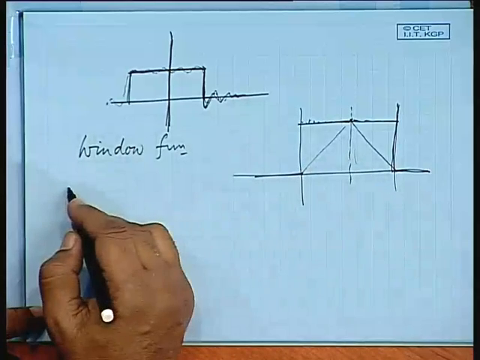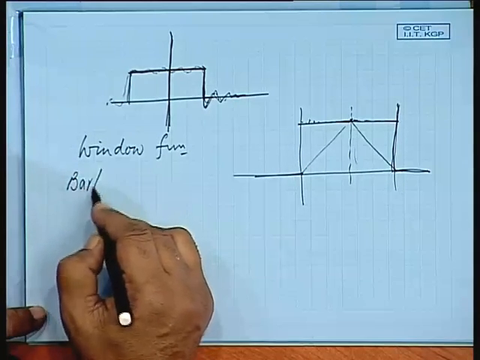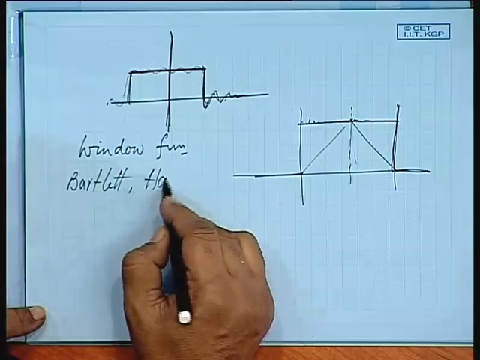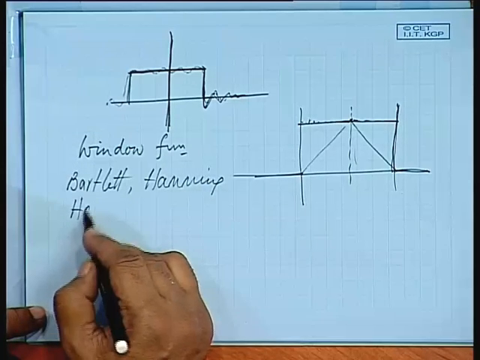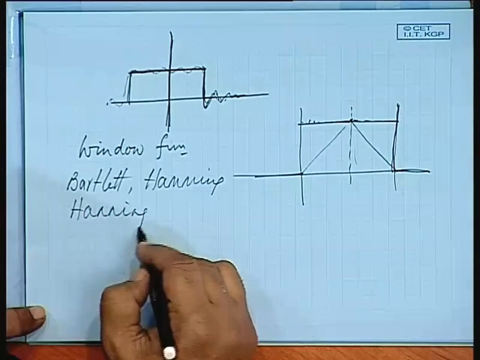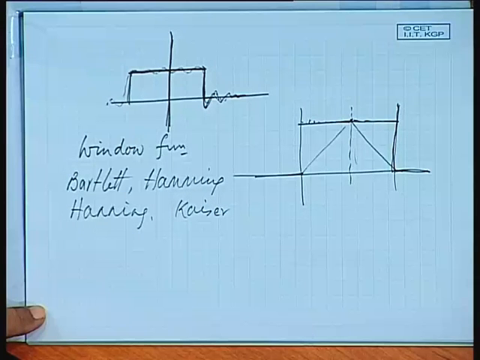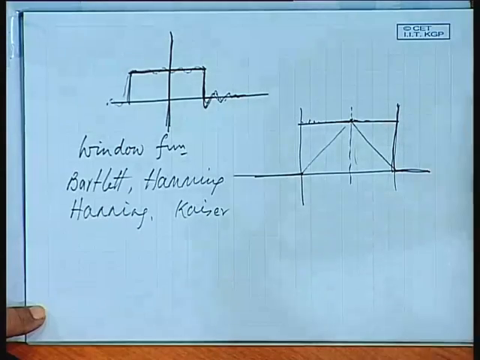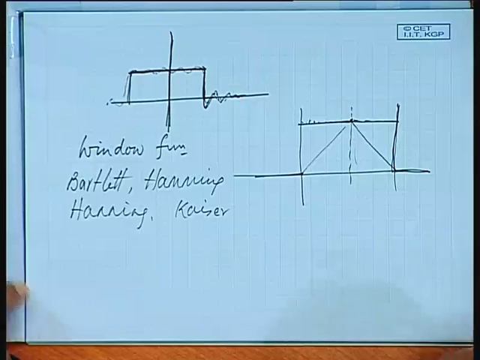The one that we have considered so far, rectangular window. Then there are many window functions, Bartlett, Hamming, Hanning, Kaiser, and so on. There are a good number of standard window functions used. More or less, they give a similar kind of results.